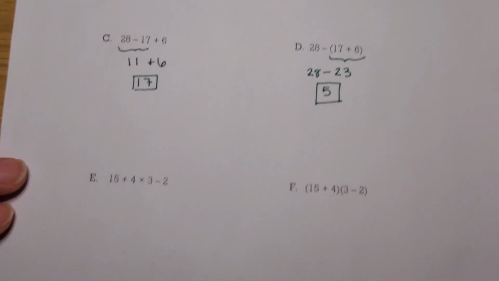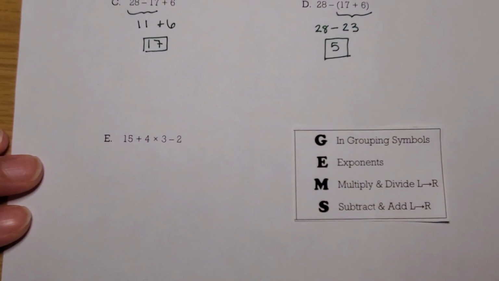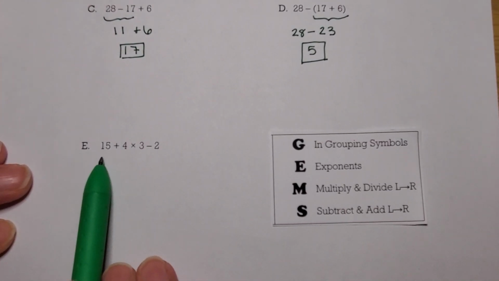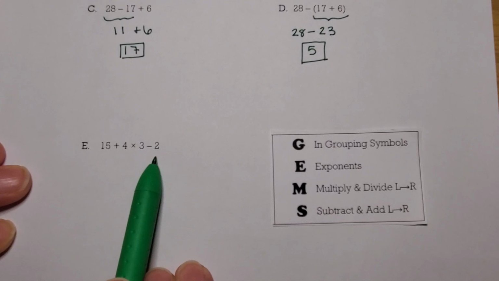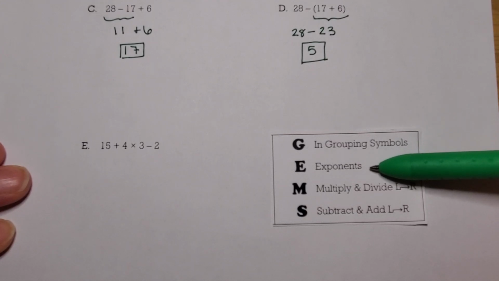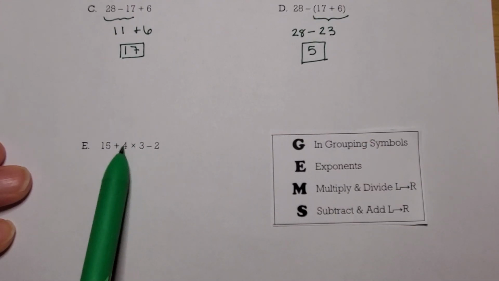All right, let's do 2 more questions together. And I'm going to pull the gems back over here so we can use those. In part E, we have 15 plus 4 times 3 minus 2. Ooh, a lot going on here. So first, do we have any grouping symbols? No, nothing's in parentheses or on different levels. I also don't have any exponents, but I do have some multiplication. We've got multiplying happening here.